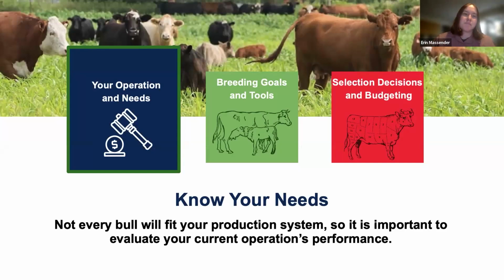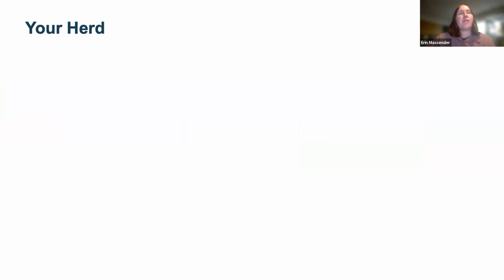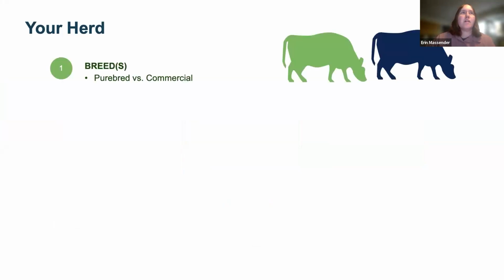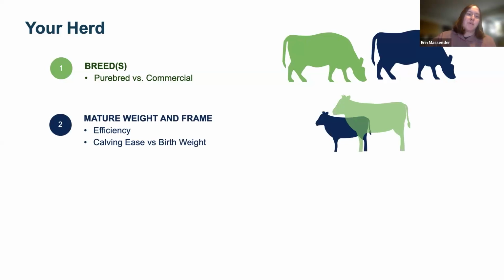your breeding goals. So when we think about our own herds, first of all, if we have a purebred registered herd, then we have different choices than if we have a commercial herd. If we do have a commercial herd, do we typically use the same breed of bull, which it seems like most do, or do we rotate over time between different breeds? Again, that impacts where we need to look for our bull. We also want to consider mature weight and frame. That's important in terms of understanding what we need for calving ease for our bulls.